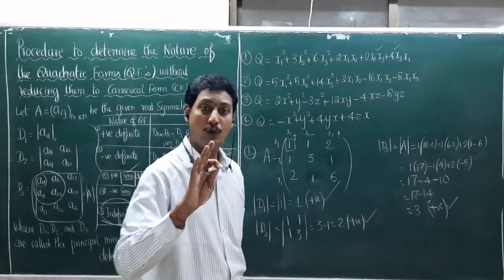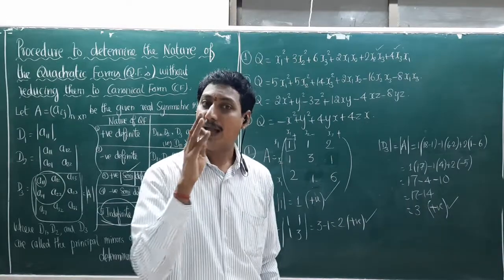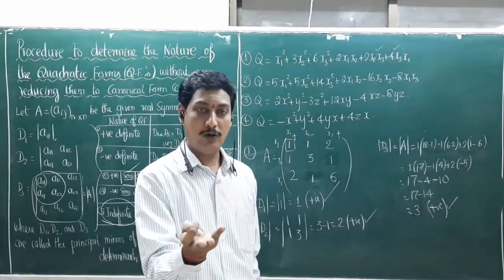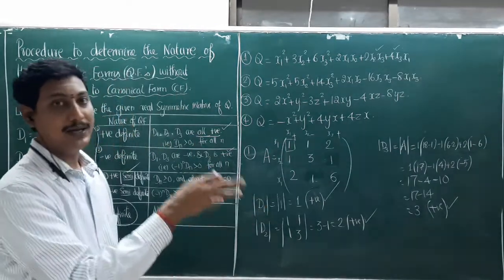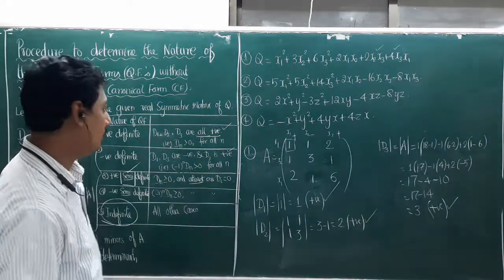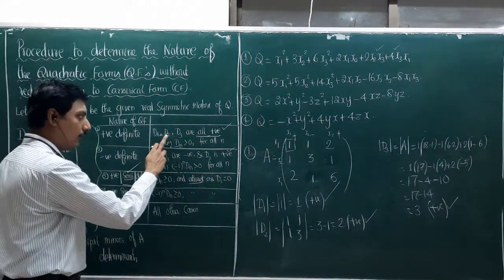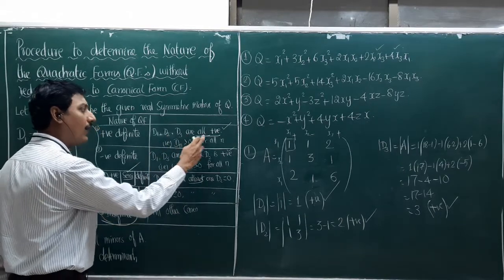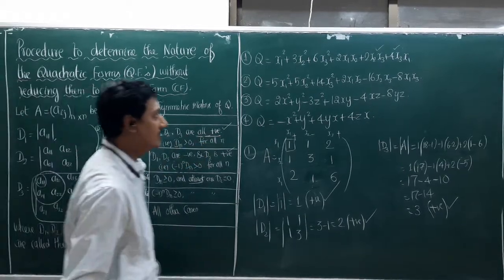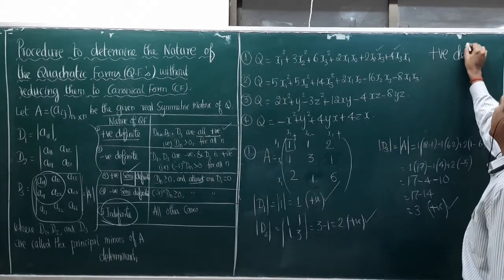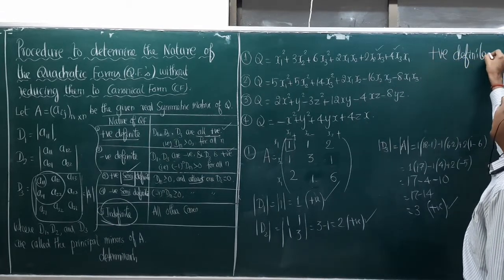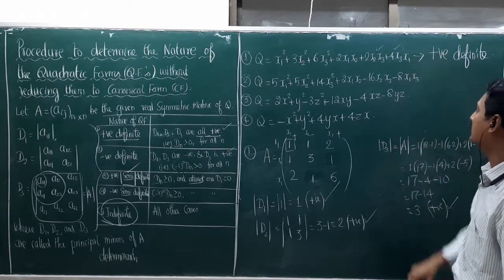I don't need the value. I need whether it is 0, positive or negative. Only these three cases. So d1 positive, d2 positive, d3 positive, all are positive. Then what's the nature of the first quadratic form? It is called positive definite. So this is the nature of the quadratic form. The first one is positive definite.